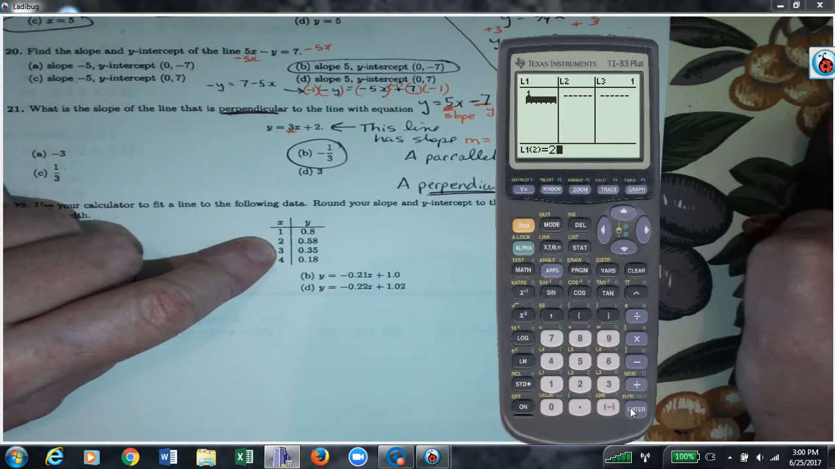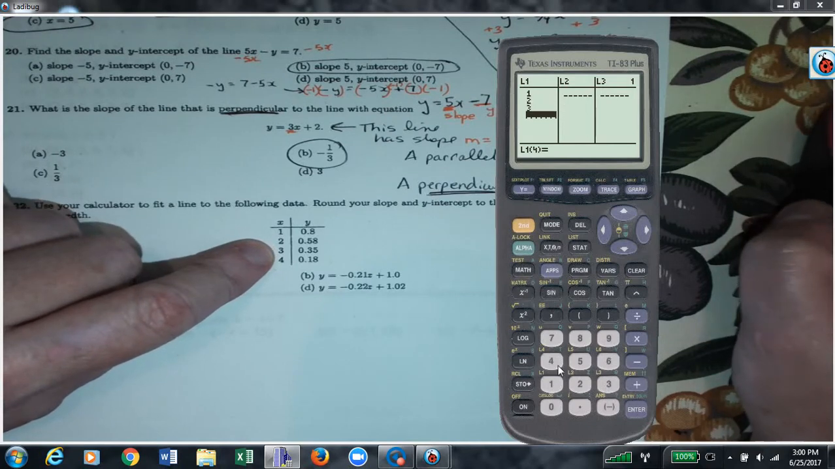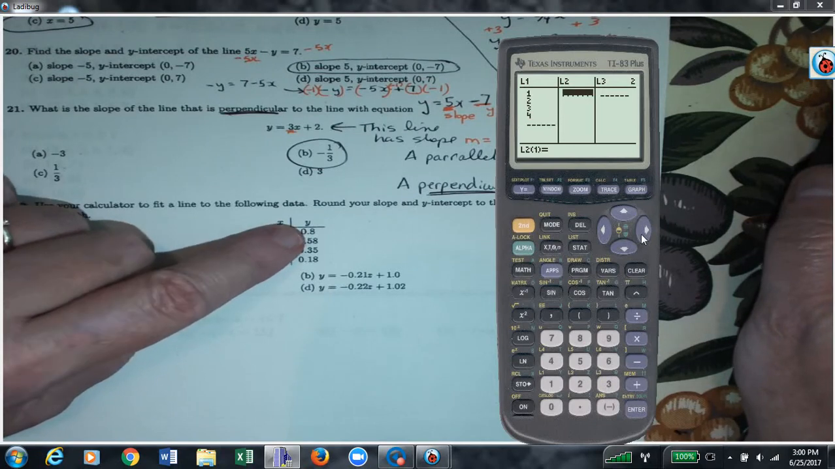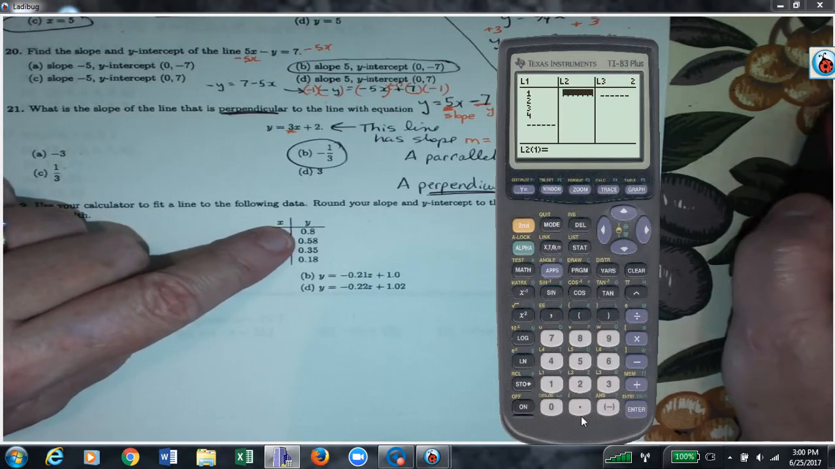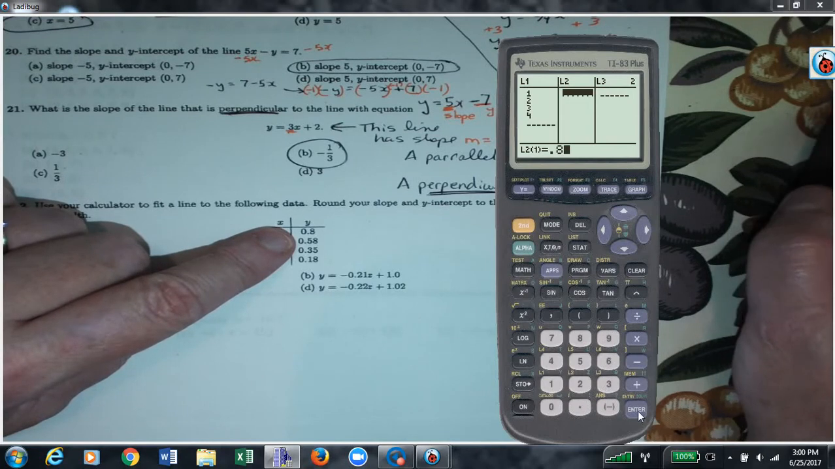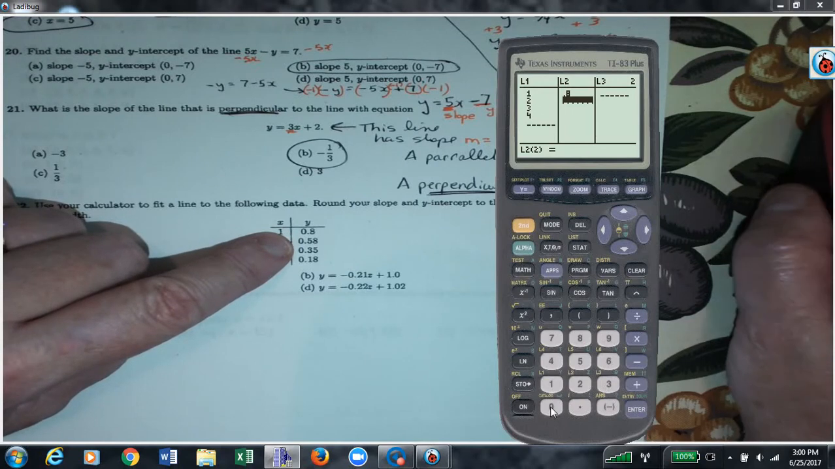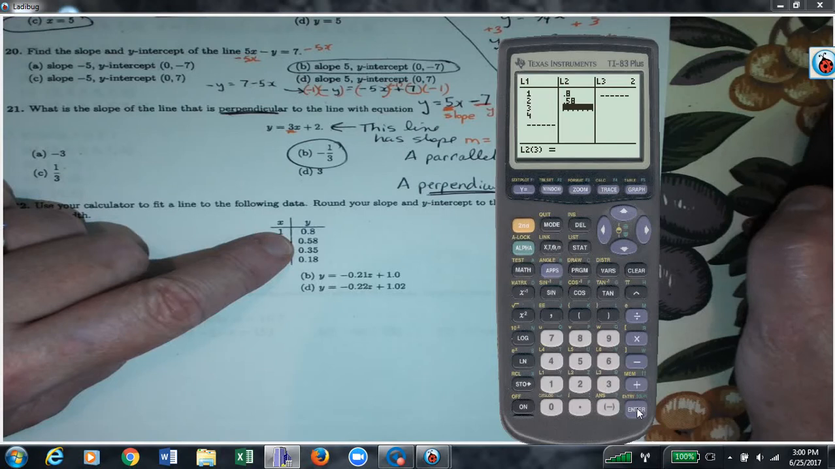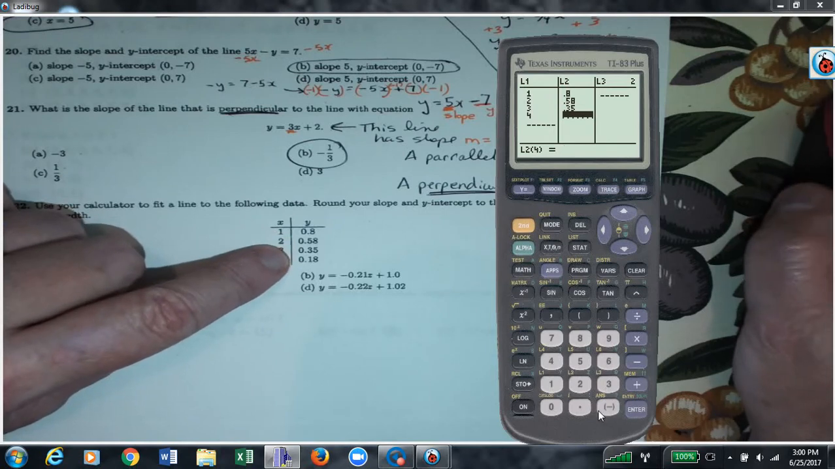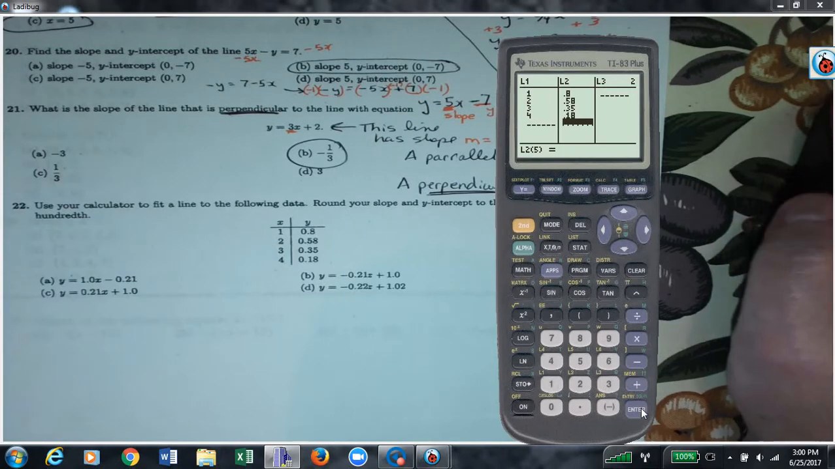So 1, 2, 3, and 4. And in the second list, I want my y coordinates. So I could do 0.8 or just .8, because when I hit enter, it'll have it as 0.8. If I do .58, if I hit enter, it's just going to put it as 0.58. So I've got 0.35 and 0.18. Okay, now I've entered that in.